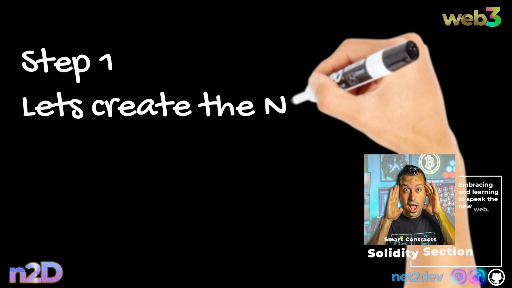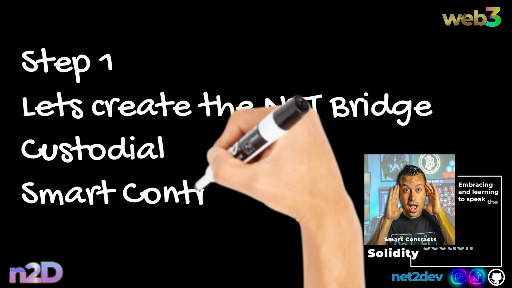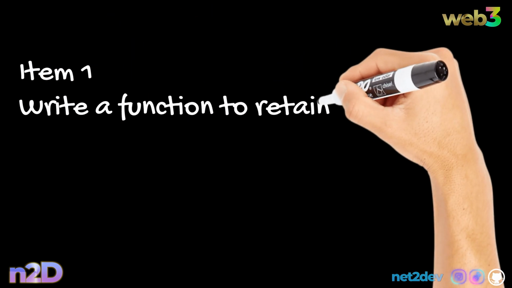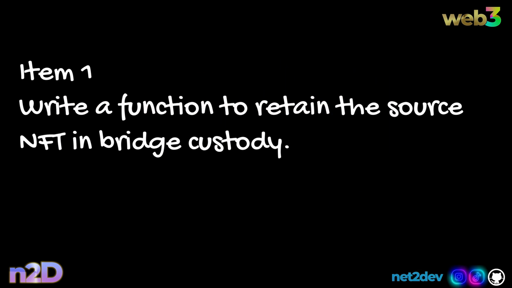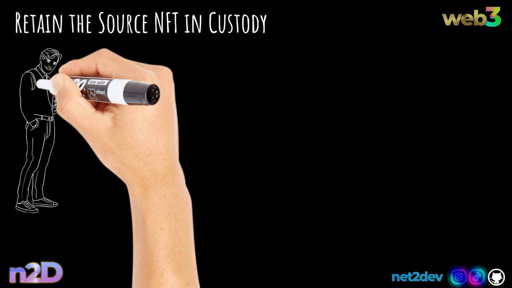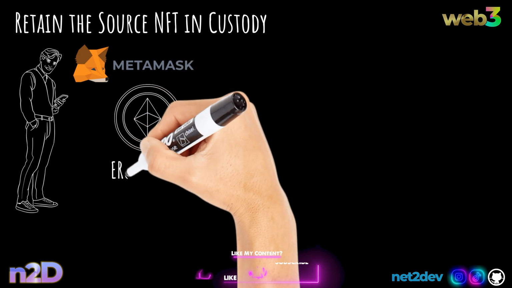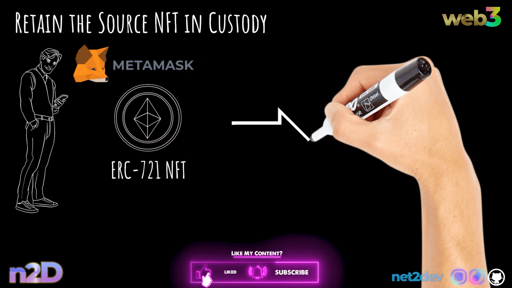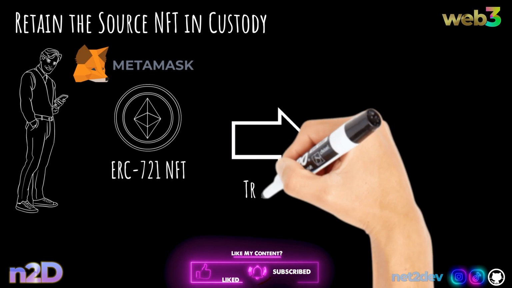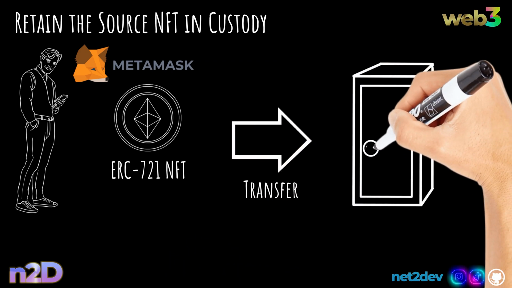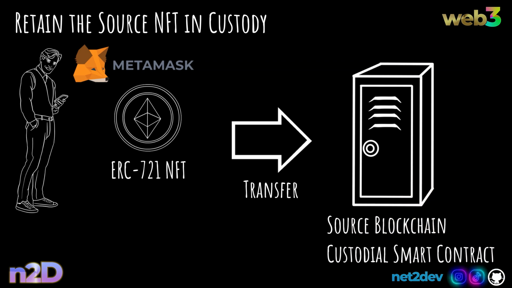Let's create the NFT Bridge Custodial Smart Contract. Item 1: write a function to retain the source NFT in Bridge custody. When a user initializes the NFT Bridge, we need to first obtain custody of the NFT that a user intends to migrate. Let's code a function that will, number 1, obtain user approval for the custodial smart contract to trigger the NFT move to the custody vault. Then number 2, proceed to execute a transfer from the user's wallet to the custodial smart contract.